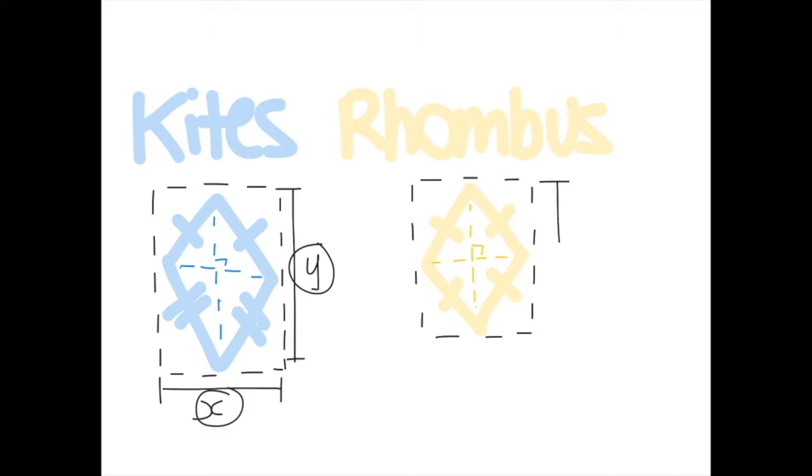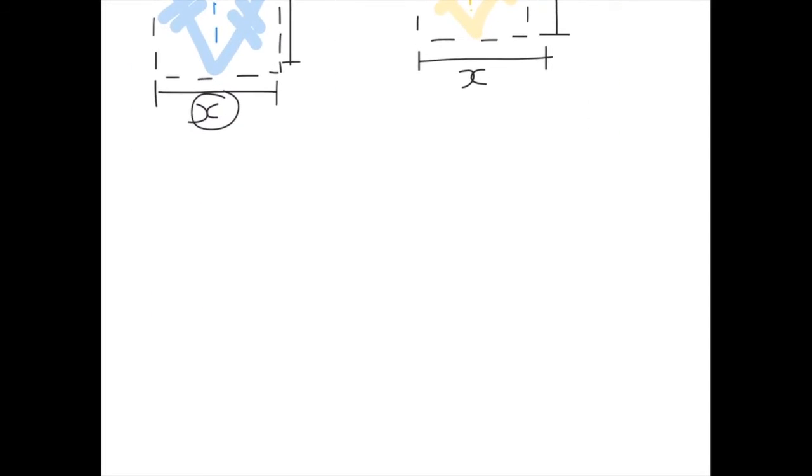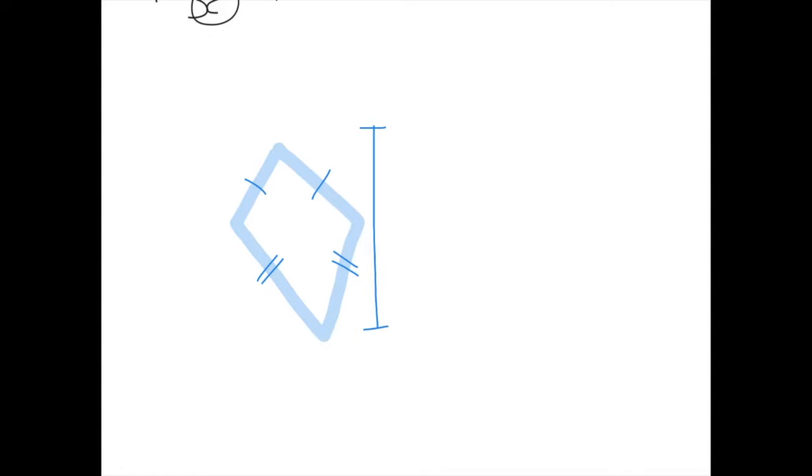We are going to be given a y measurement and an x measurement. So in an example, I'm going to make sure that I mark that those sides are equal and these ones are equal in length. I'm going to have a y measurement of 10 meters and an x measurement of, say, 6 meters.